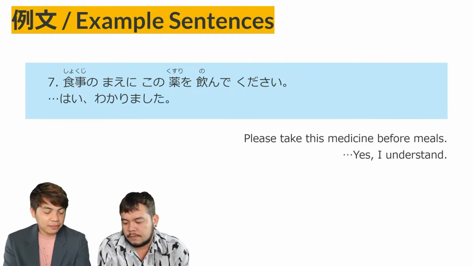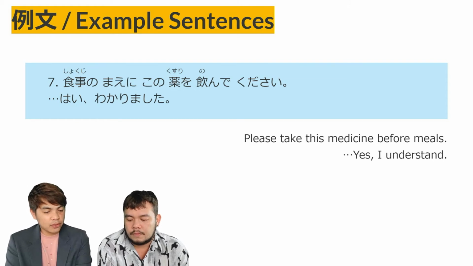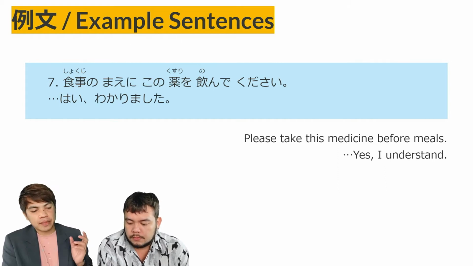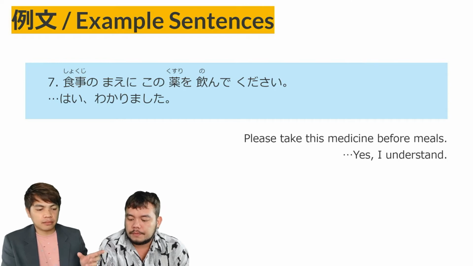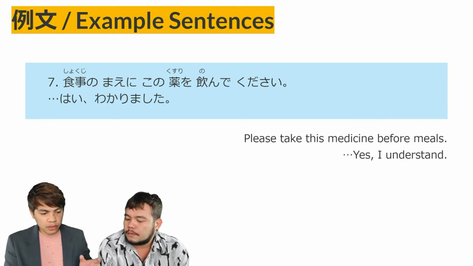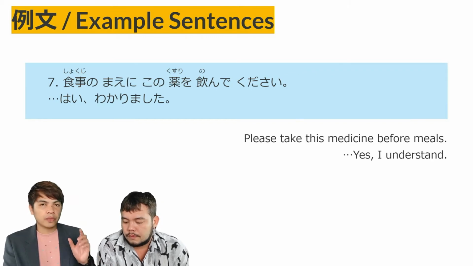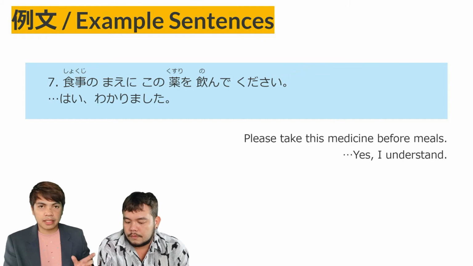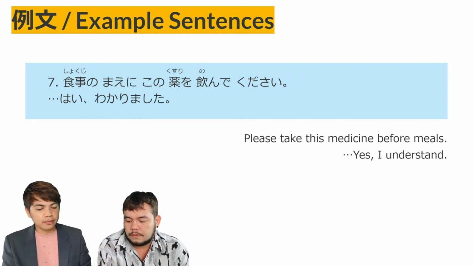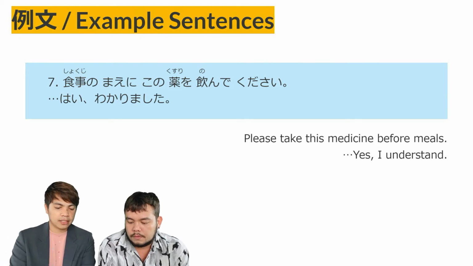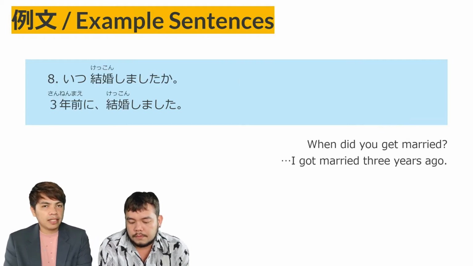Oboemasu. Number 7. Shokuji no mae ni kono kusuri o nonde kudasai. Hai, wakarimashita. Okay, so the first sentence, shokuji no mae ni. In the case of a noun, shokuji is a noun, but it indicates an action. Shokuji is a meal, to have a meal. Shokuji no mae ni, before the meal. So we attach the particle no, because shokuji is a noun. Noun no mae ni. Kono kusuri o nonde kudasai. Please take this medicine. He answered, hai, wakarimashita. Yes, I understand.